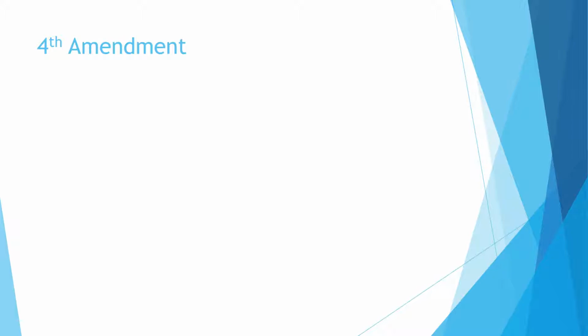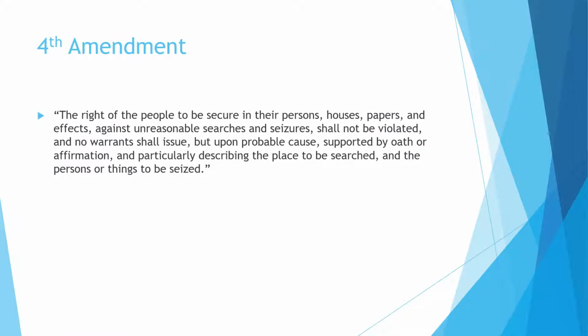The first constitutional provision that we'll study as we cover criminal procedure is the Fourth Amendment. The Fourth Amendment was ratified as part of the Bill of Rights in 1791, and it says, "The right of the people to be secure in their persons, houses, papers, and effects against unreasonable searches and seizures shall not be violated, and no warrant shall issue, but upon probable cause, supported by oath or affirmation, and particularly describing the place to be searched and the persons or things to be seized."